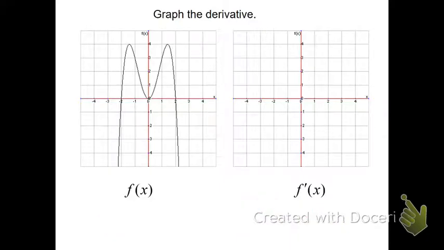Again, start by finding where you have a slope of 0. Slope of 0 is here, here, and here. And that's going to translate to a height of 0 on my derivative graph. So I have a height of 0 in three places: 0, 1.5 almost, and negative 1.5 almost.